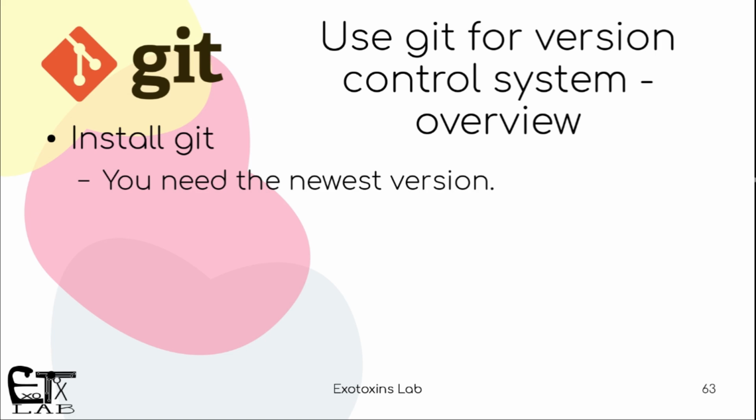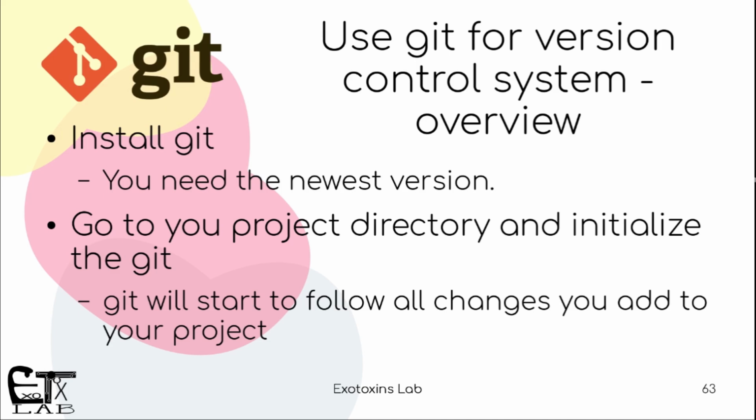What do you need? First, you need to make sure that you have Git. If you do not have it, you need to install it and have the newest version. Then you will go to your project directory, which we created in the last video, and in the main folder or directory of your project, you initialize Git. What does it mean? We tell Git to start to follow all changes that you do in your project.